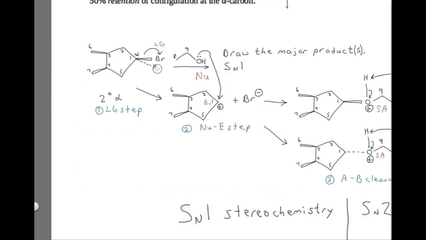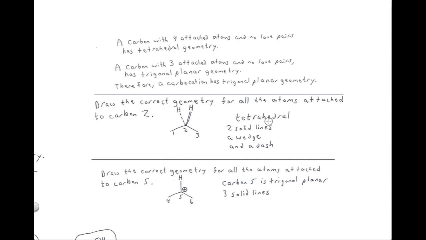So here we've drawn in the hidden hydrogen on the dash. This is the correct way, remember, to show tetrahedral geometry: 2 solid lines, a wedge, and a dash. If we drew the hydrogen on a wedge, that would be a mistake. We shouldn't have 2 wedges here. And if we drew the hydrogen on a solid line, that would be a mistake. We shouldn't have 3 solid lines. Tetrahedral geometry is 2 solid lines, a wedge, and a dash. That's the usual way to draw tetrahedral geometry.